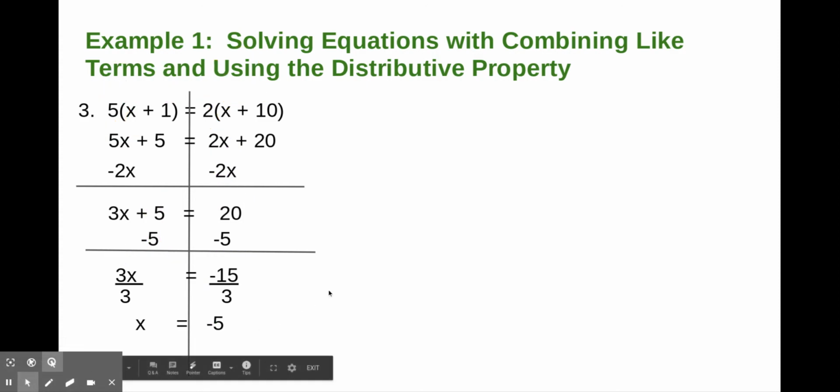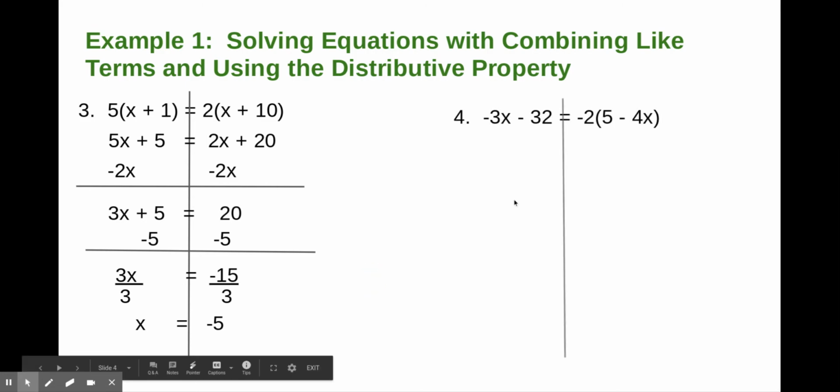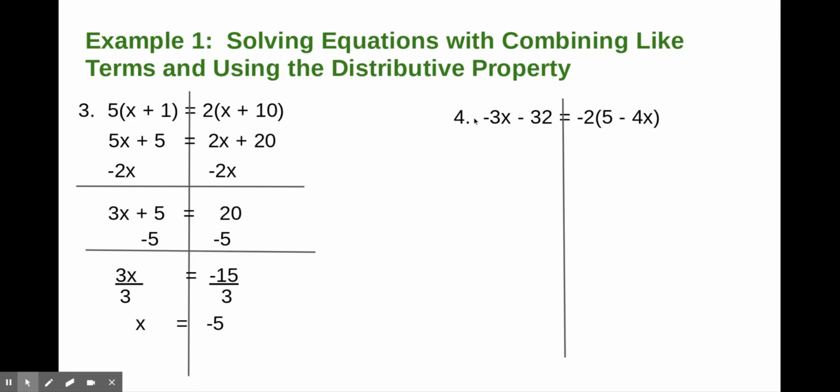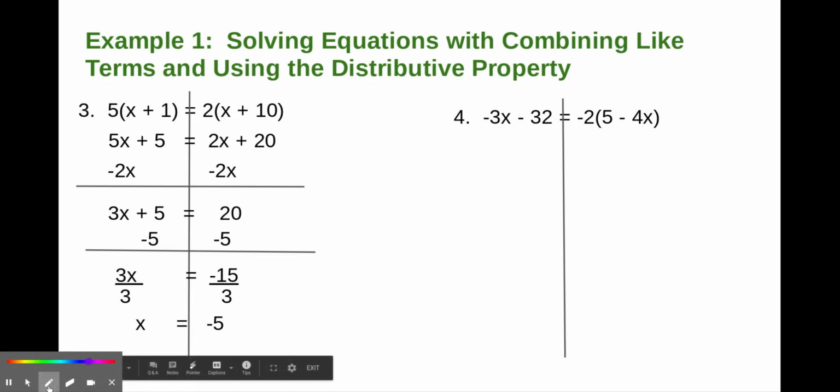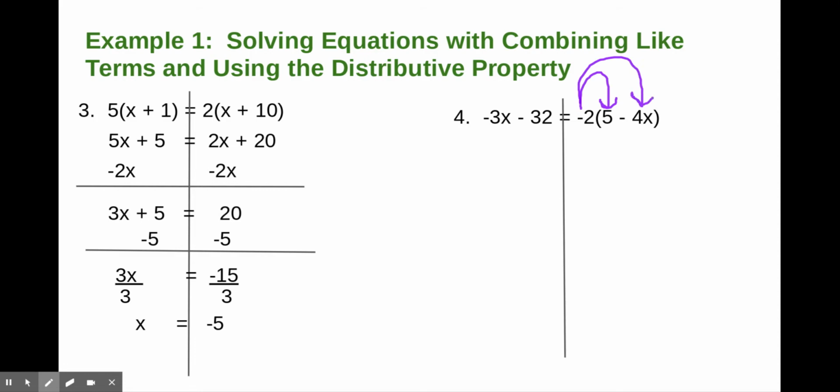Okay, let's take a look at another problem. Number 4 here. I have my left side and my right side. On my left side, there's nothing I can do with my negative 3x and my negative 32. But on my right side, I see the parentheses, which means I need to distribute. I need to distribute that negative 2 to the 5 and to the negative 4x.